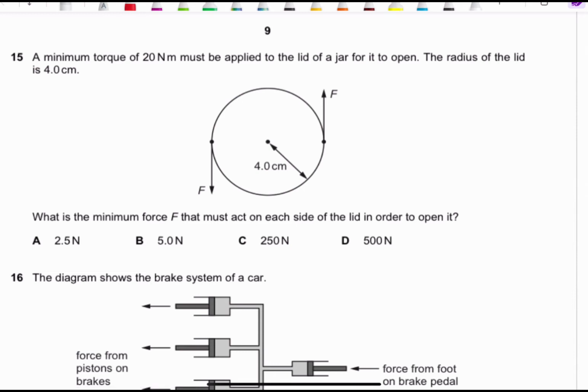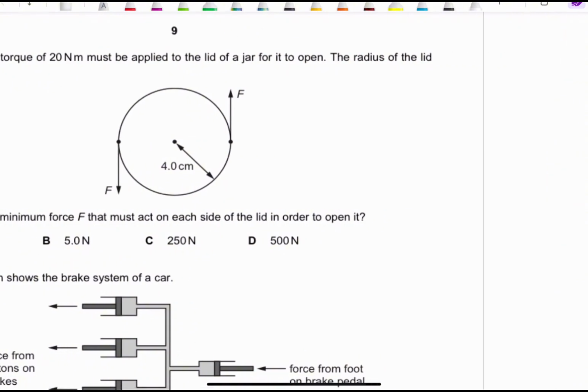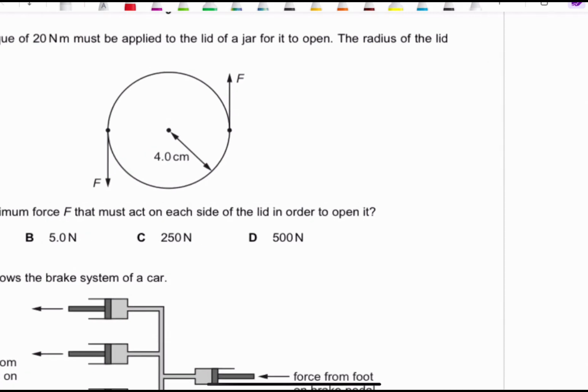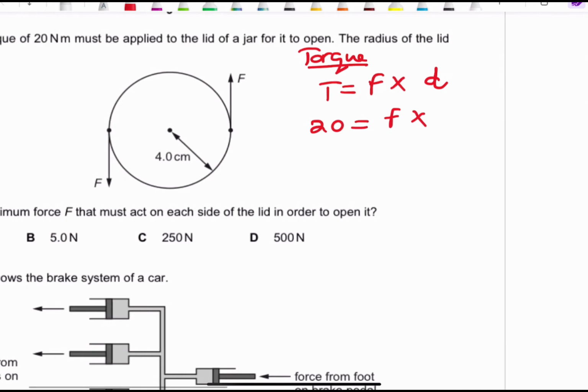Move on to question 15. What is the minimum force F that can act on each side of the lid in order to open that lid? So basically this is a question about torque. So torque of a couple, this is a couple. Why is it a couple? Well, torque of a couple is actually going to be one of the force multiplied by the distance between the two forces. So one of the force, the torque already given is 20. One of the force is F. The distance here is 4.